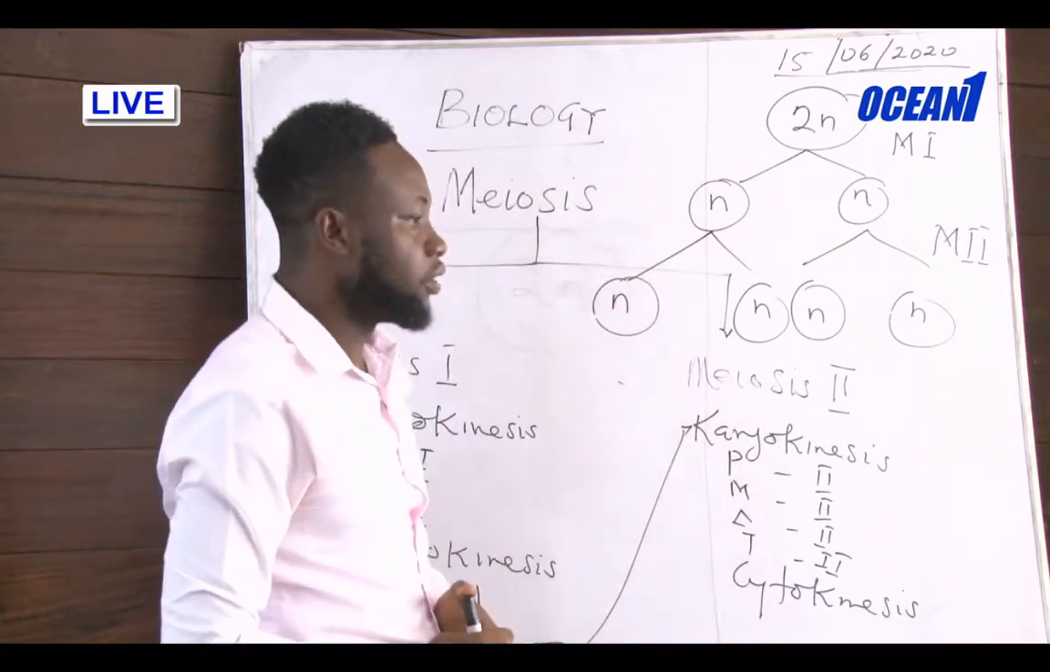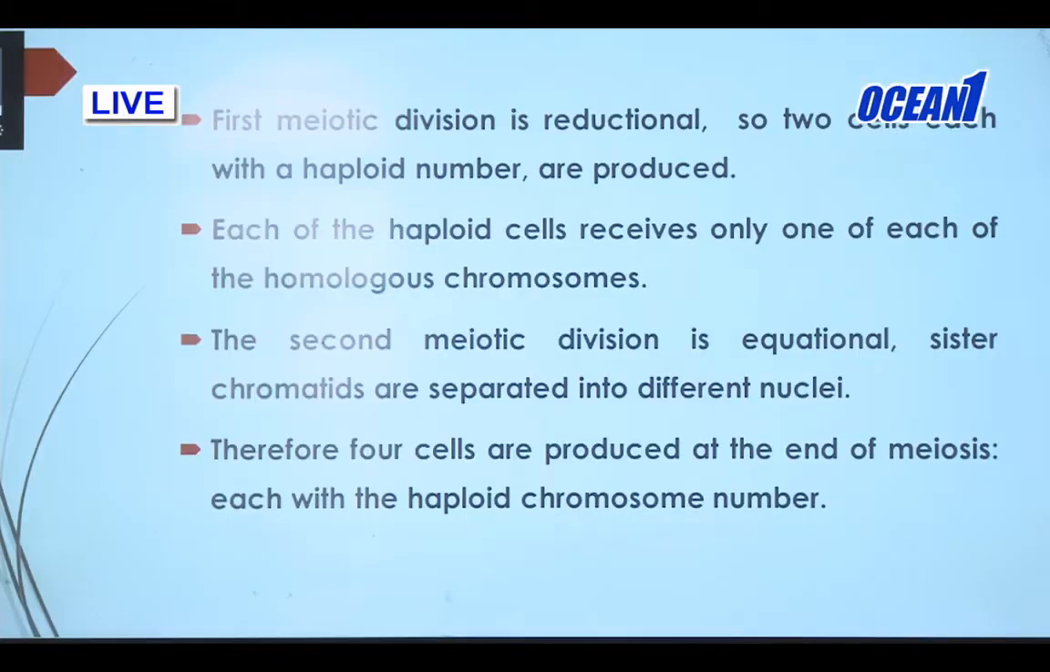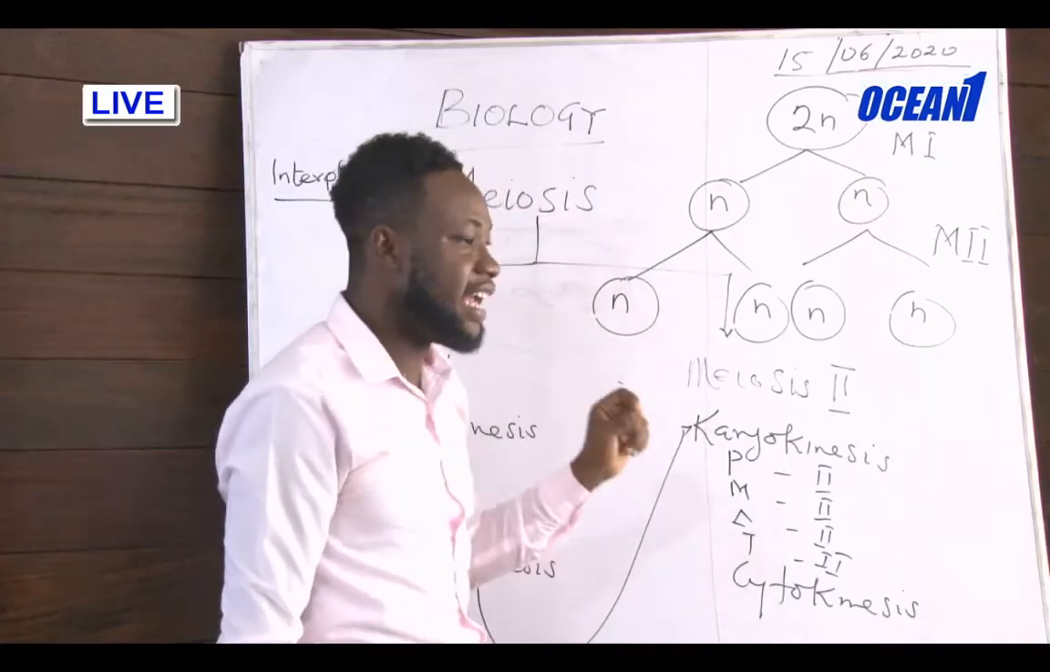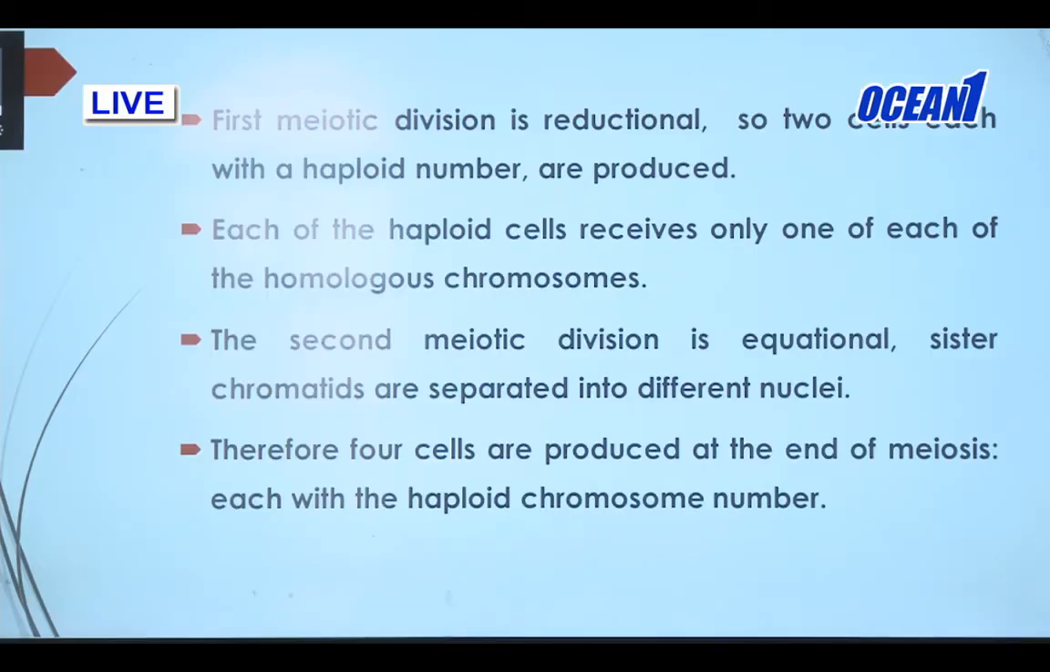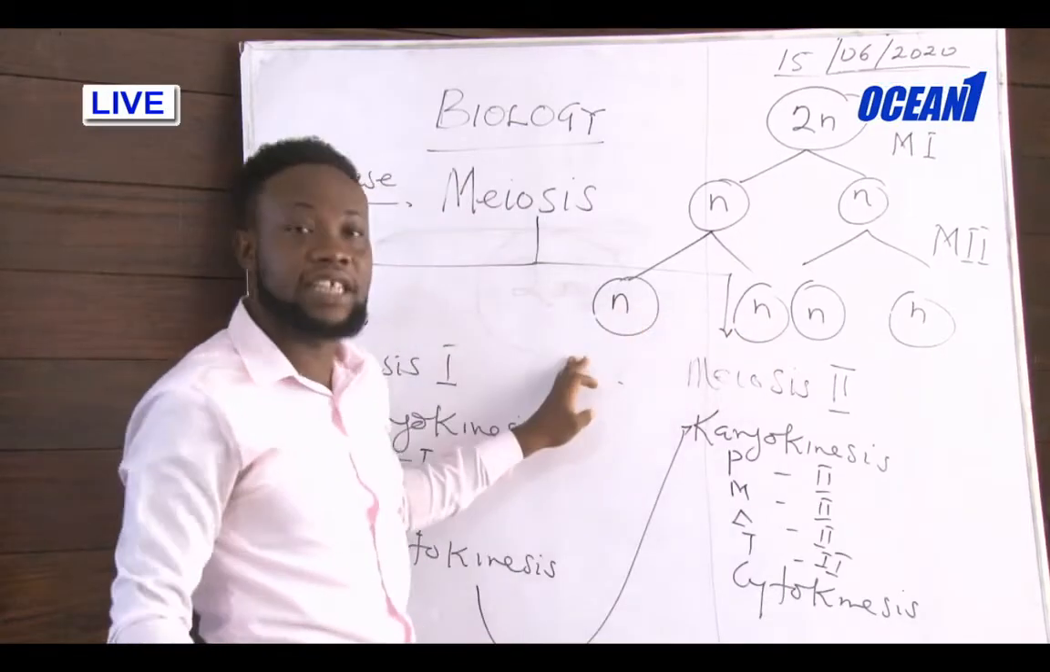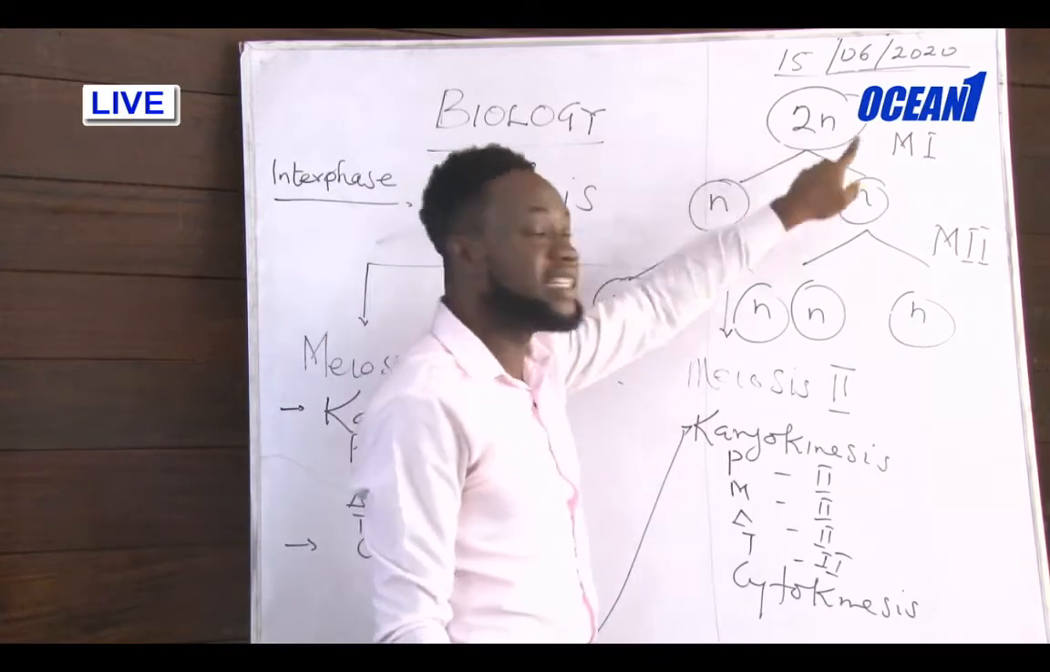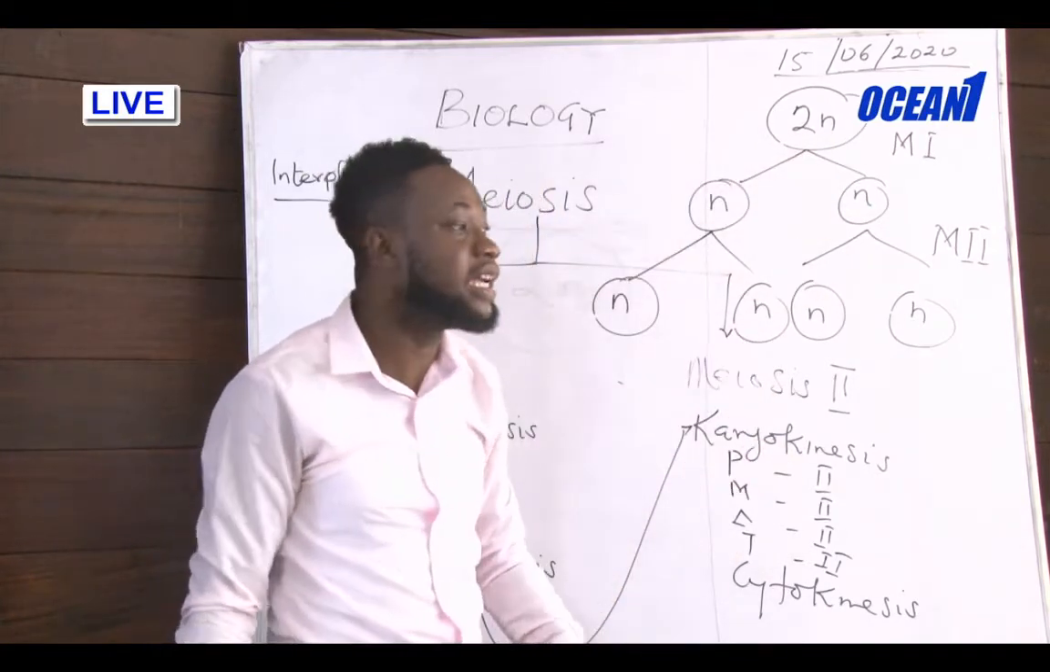All right. So it said that the second meiotic division is equational, and sister chromatids are separated into different nuclei. Therefore, four cells are produced at the end of meiosis. So you see 1, 2, 3, 4 at the end of meiosis, each with a haploid chromosome number. So you can see they have N, where N is the haploid set of chromosome number, whereas 2N is the diploid set of chromosome number.